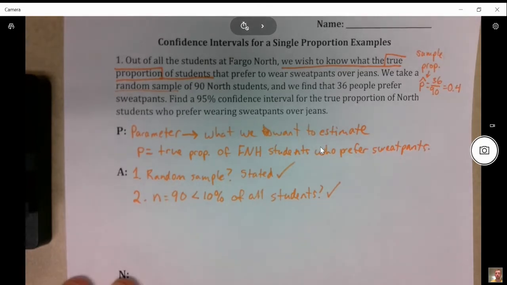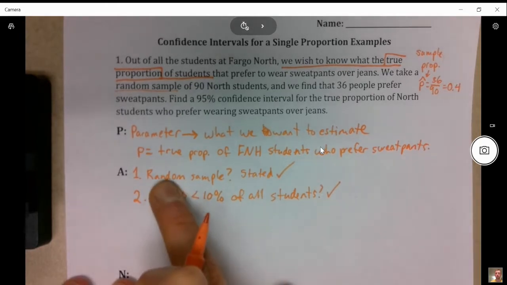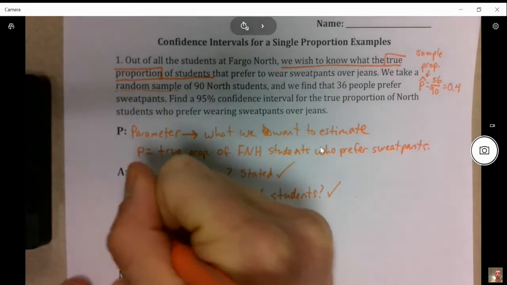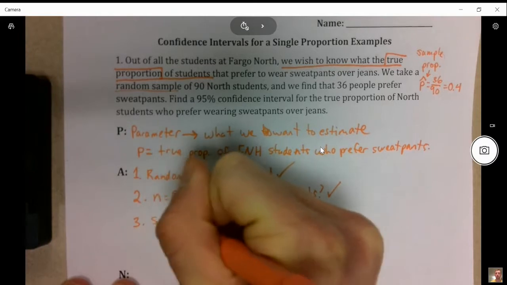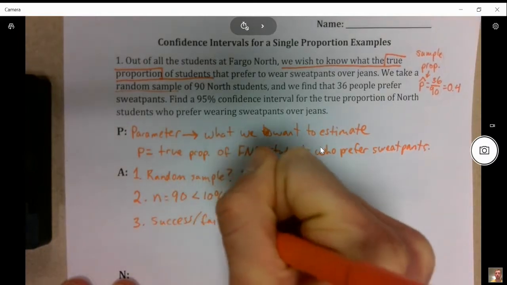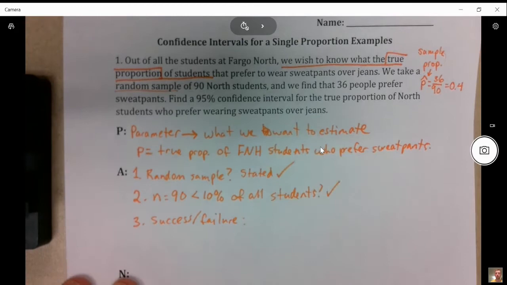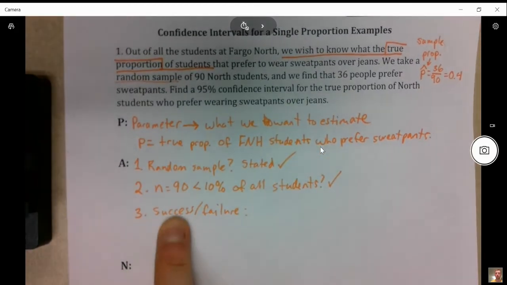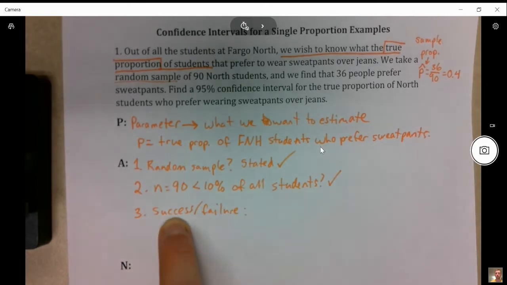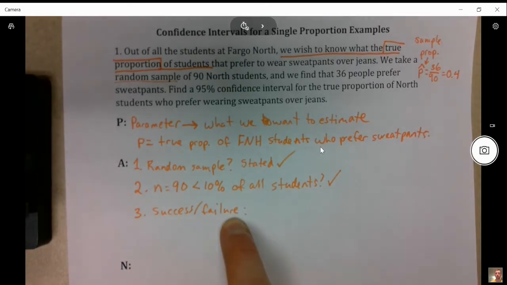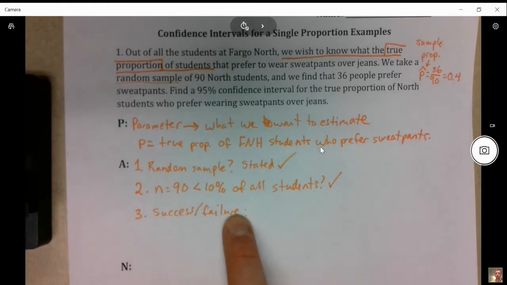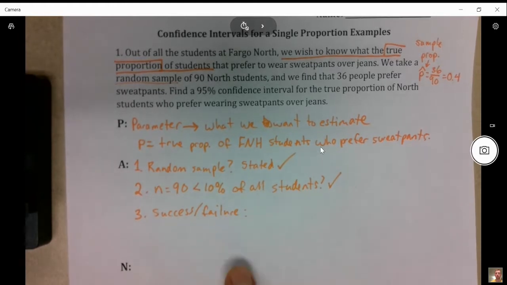Okay? And the third condition, so random sample, that was stated. 10% condition, we're good to go there. The third condition is what we call the success failure condition. Okay? And what that says is in our random sample, we need to verify that we have at least 10 what we consider successes, and we have at least 10 what we consider failures. For our purposes, that means we need at least 10 people who prefer sweatpants and at least 10 people who prefer jeans instead of sweatpants, okay?